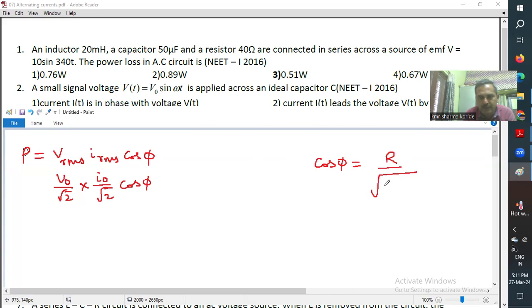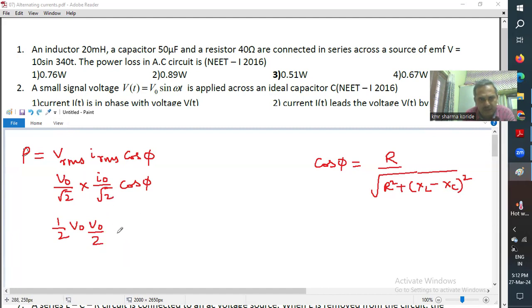So what is the impedance? Impedance is the square root of R square plus XL minus XC whole square. XL is inductive reactance, XC is capacitive reactance. Let us also write this I naught in terms of impedance. So this is 1 by 2, because root 2 into root 2 is 2, V naught. Let us also write I naught as V naught by Z, because according to Ohm's law, I is equal to V by R. So V naught by Z. Therefore, there is also cos phi.